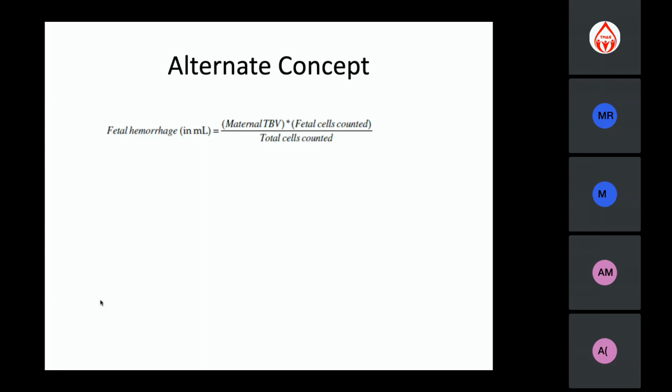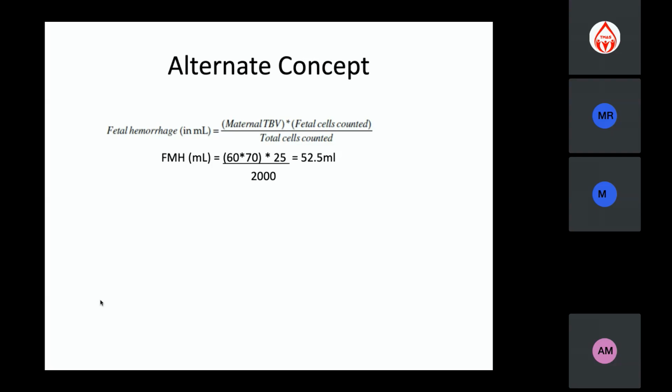There are other methods to estimate fetal-maternal hemorrhage. This is one of the methods, where we use the maternal total blood volume into fetal cell counts by total cells counted. Using this formula, if the mother is 60 kg, the blood volume is estimated as 4200 ml, and an average adult has 70 ml per kilogram body weight. So it is 60 into 70 into 25 cells, that is the fetal cells counted, by the total cells counted, 2000. It comes around 52.5 ml. So this method slightly overestimates the fetal hemorrhage when compared to the previous method described in the BCSH guidelines.